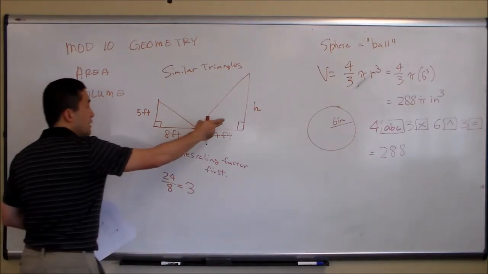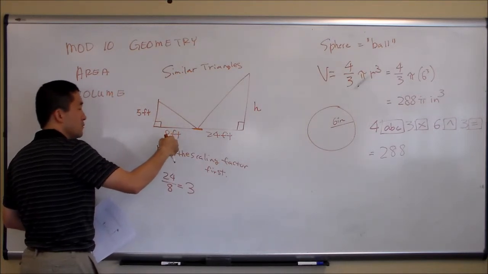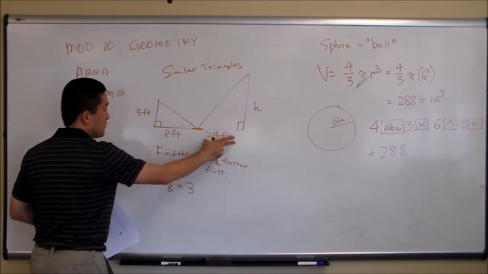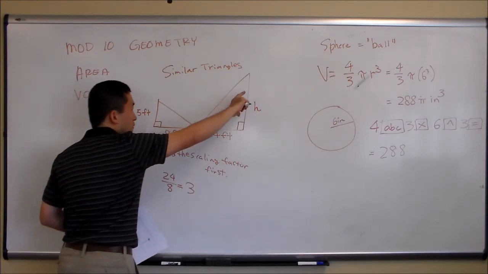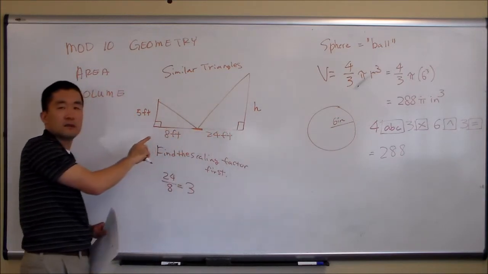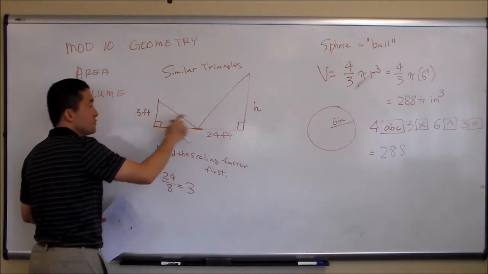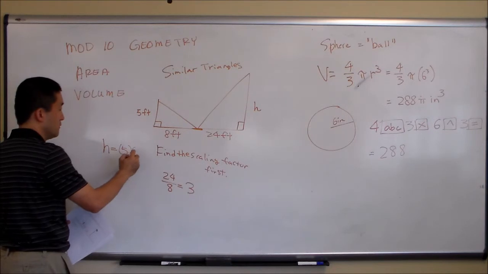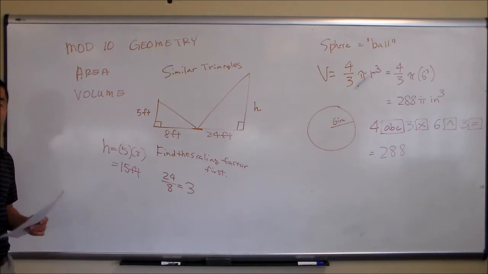That means this triangle is 3 times bigger than this one. So the corresponding sides here have to be 3 times as great. Okay? So what's the height? Well, the height will be 5 times 3, or 15 feet. So the wall is 15 feet high.